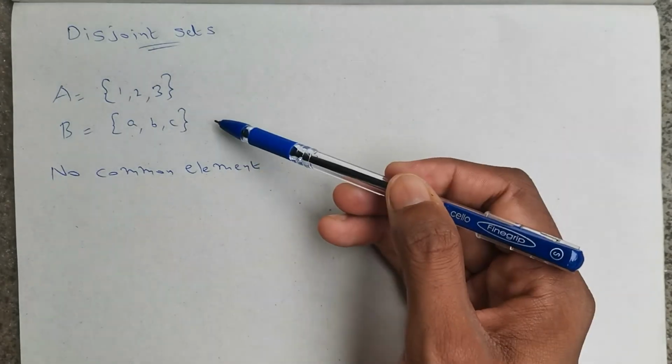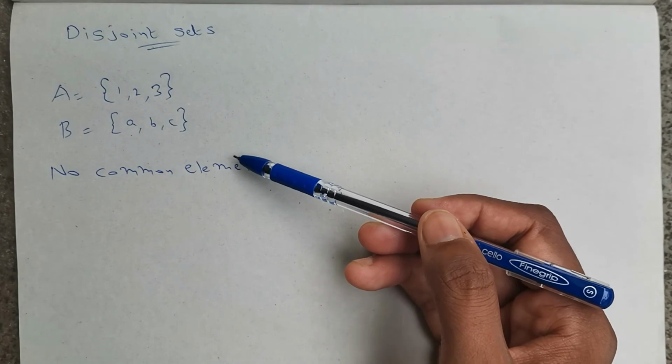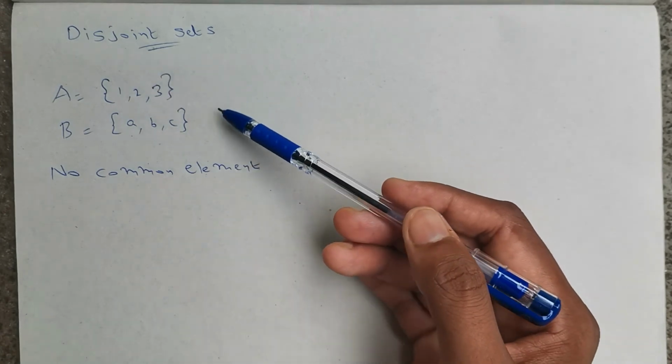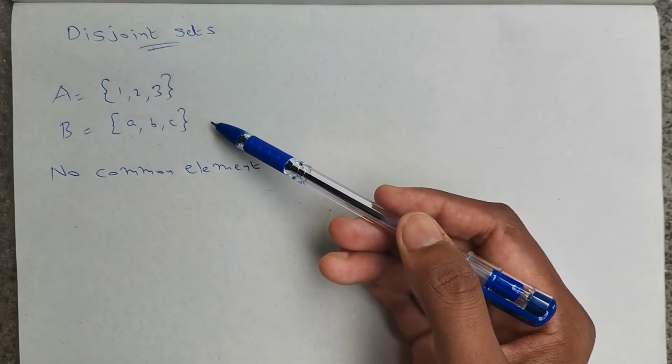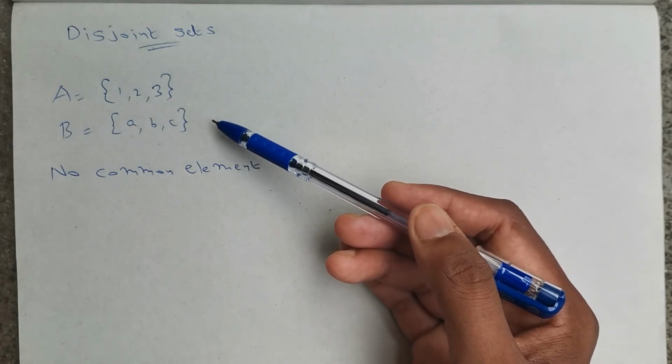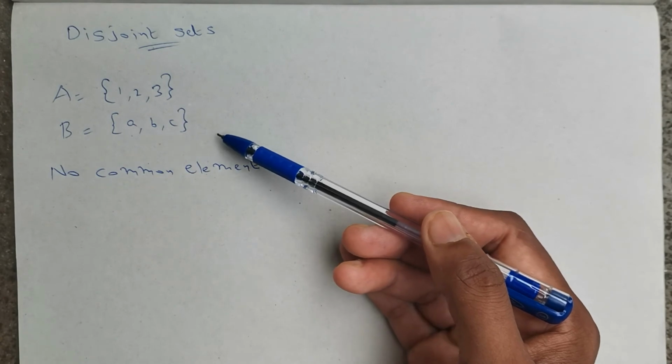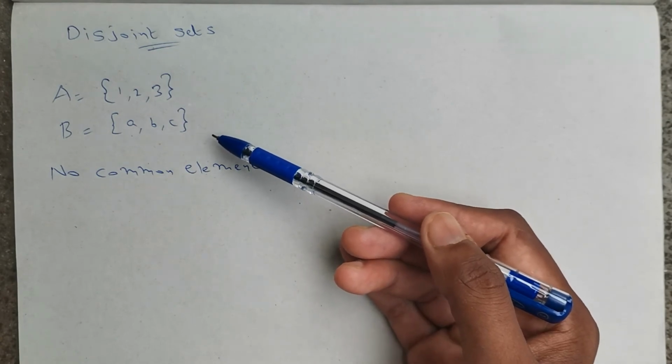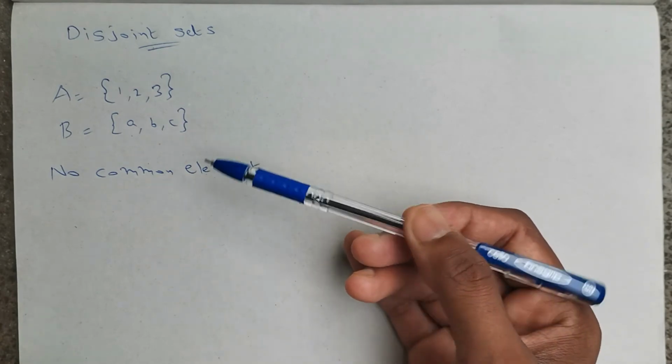So the two sets A and B are called disjoint sets if those sets do not contain any common element. If the given two sets don't have any common element, then those two sets are called disjoint sets.